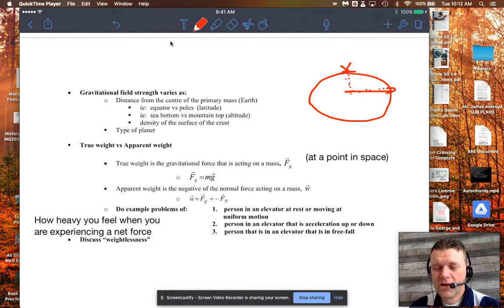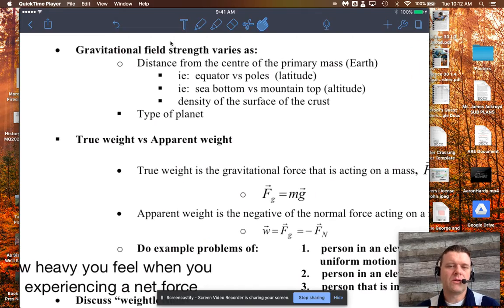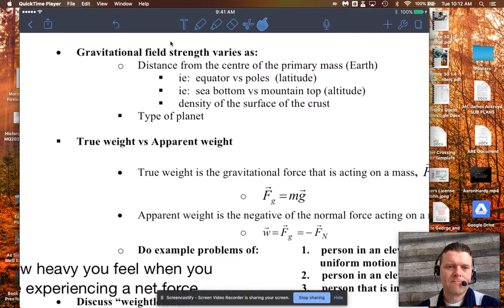And there are other variations too, in terms of the density of the Earth's mantle. That can vary a little bit. So that's something fun to mention. What I want you to know here, though, are these definitions between what's called true weight and apparent weight. So let's just go through those.